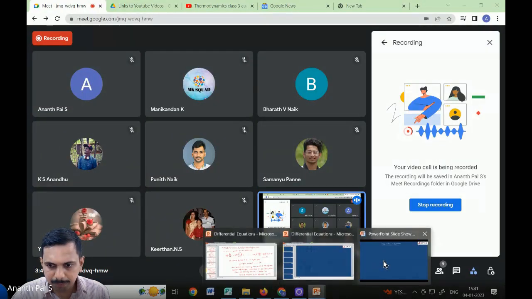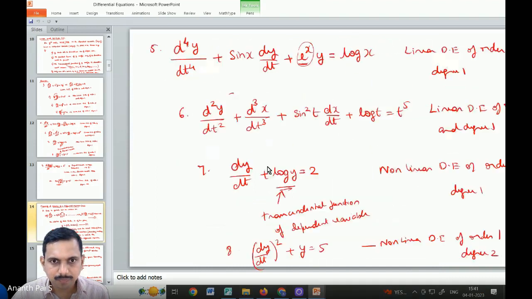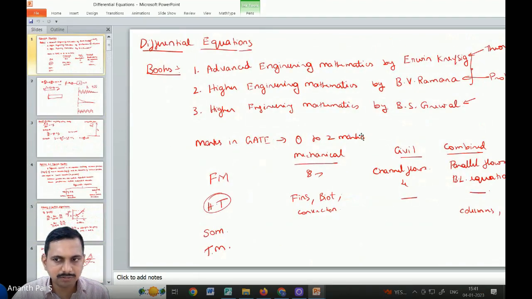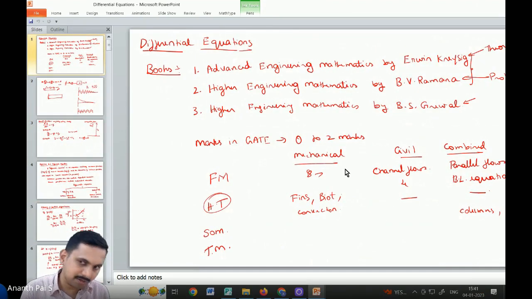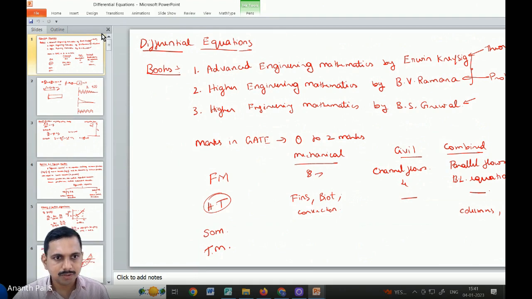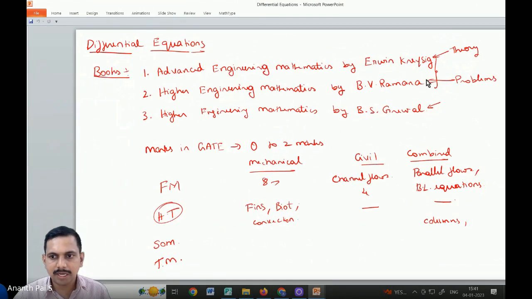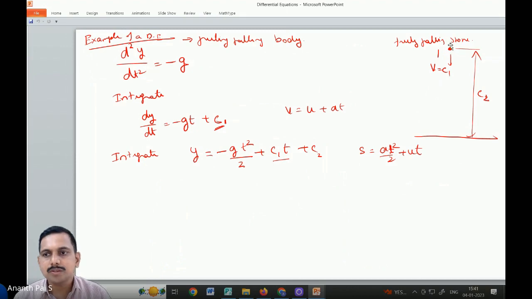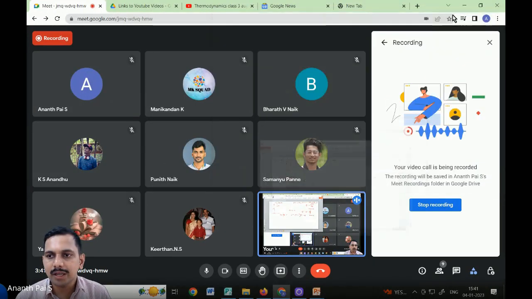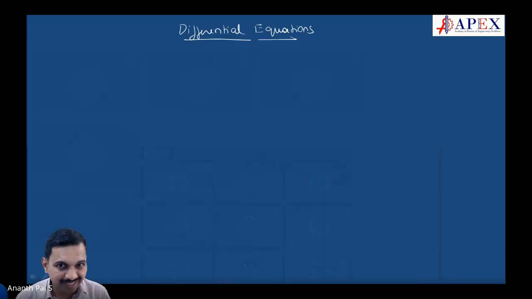Now, what is the purpose of differential equations? This is the last class which we had done. These are the three books which have to be referred: Higher Engineering Mathematics by Erwin Kreyszig, Higher Engineering Mathematics by B.V. Ramana, and Higher Engineering Mathematics by Grewal. So now let us see where differential equations are used, and why.